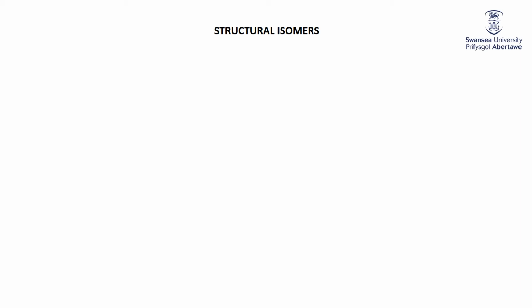So I hope you remember from your GCSE days the word isomers. That's two or more molecules that have the same molecular formula, but when they're structural isomers, they'll have different structures. They will have different connectivity. They'll have different atoms bonded together.